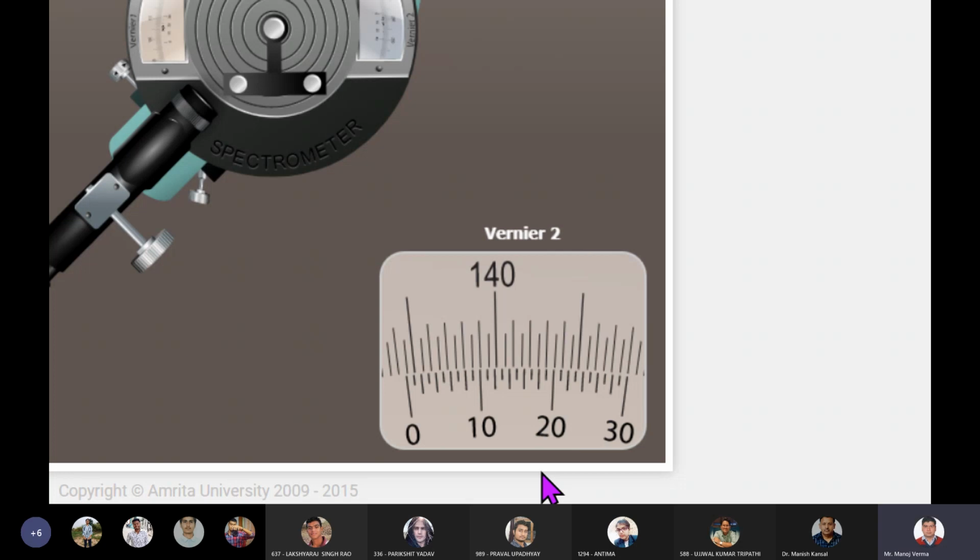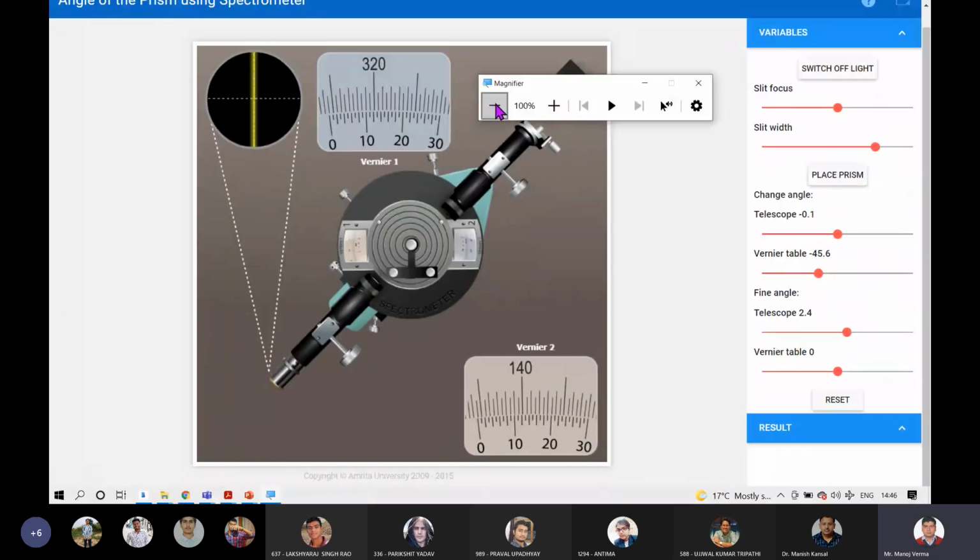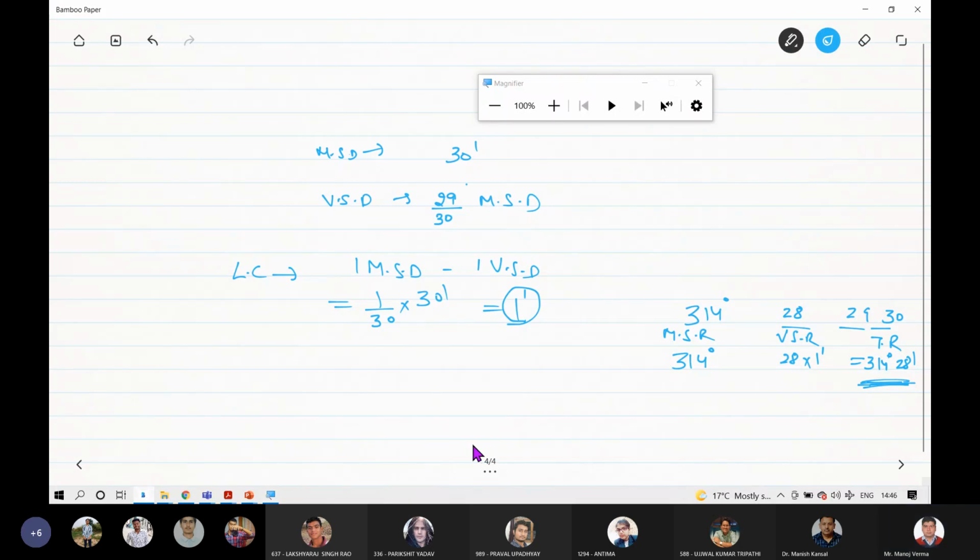Again they will be 134 something, right? Yes, sir. Again they will be 134 something. So this was from vernier scale 1, and from vernier 2 I am getting 134 degree and something.